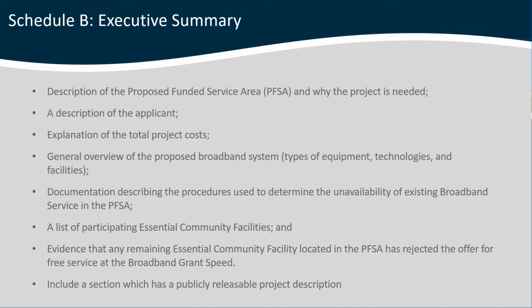So we ask for a description of the PFSA and why the project is needed, a description of the applicant, an explanation of the total project costs, a general overview of the proposed broadband system, including types of equipment, technologies, and facilities, documentation describing the procedures used to determine the unavailability of existing broadband service in the PFSA, a list of participating essential community facilities, evidence that any remaining essential community facility located in the PFSA has rejected the offer for free service at the broadband grant speed, and we ask that you include a section which has a publicly releasable project description.